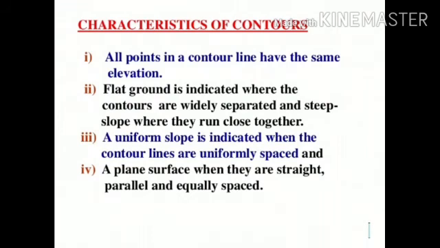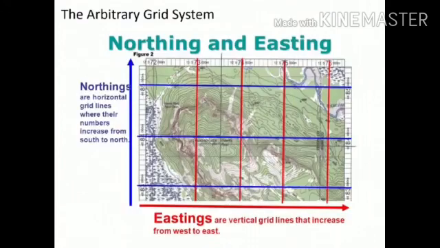There is also a grid, a network of squares. This is called the arbitrary grid system. The vertical grid lines drawn from north to south are called eastings. The horizontal grid lines drawn from east to west are called northings. The eastings and the northings intersect to form a network of squares called the arbitrary grid system. Each square in the arbitrary grid system is called a grid square.